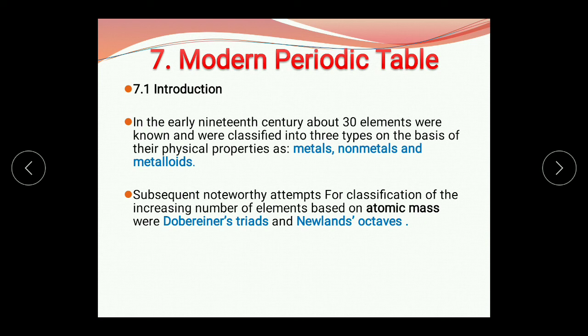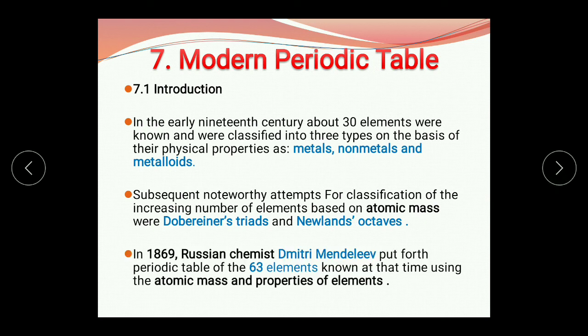One more scientist also tried, as I told you, Newlands. He placed elements in increasing order of atomic masses, and it was noted by him that every eighth element had similar properties to that of the first element. And hence he prepared a group of 8 elements, and those are called Newlands' octaves. These attempts were good enough, but not satisfactory, or we can say they are not sufficient, because as the number of discovered elements increased, those theories were insufficient.